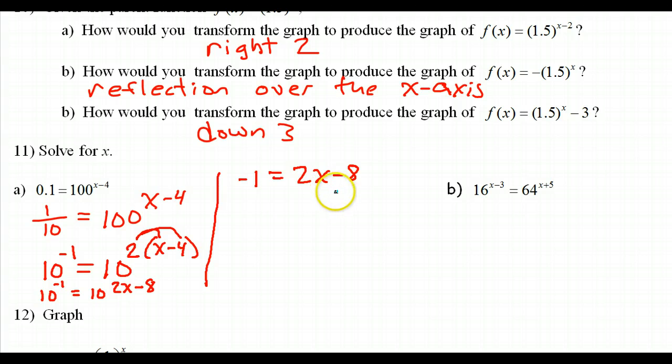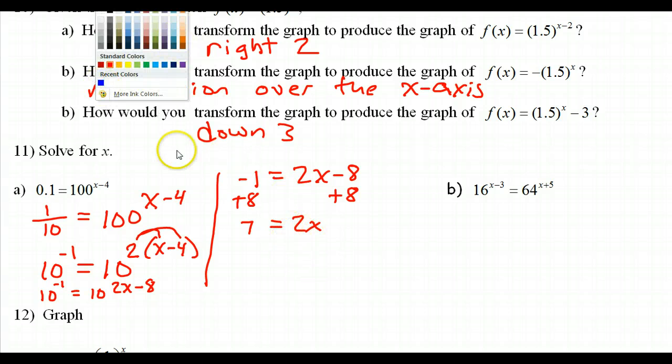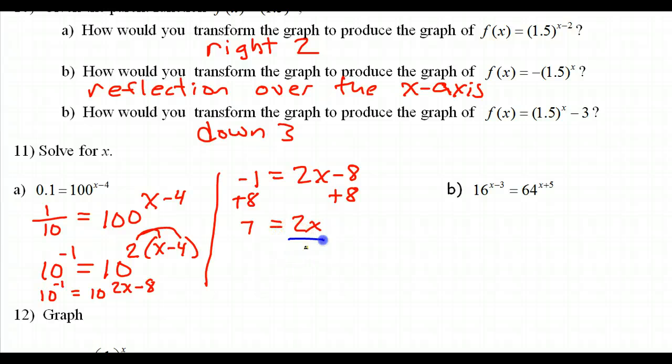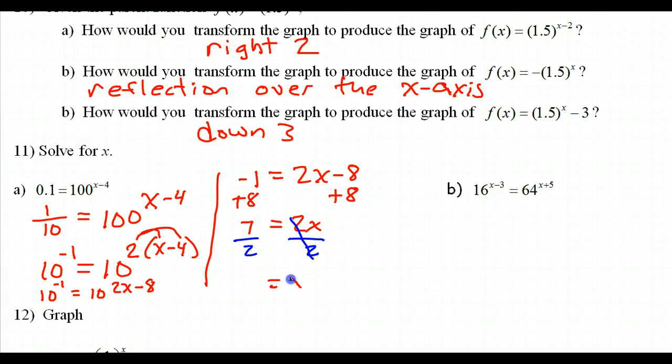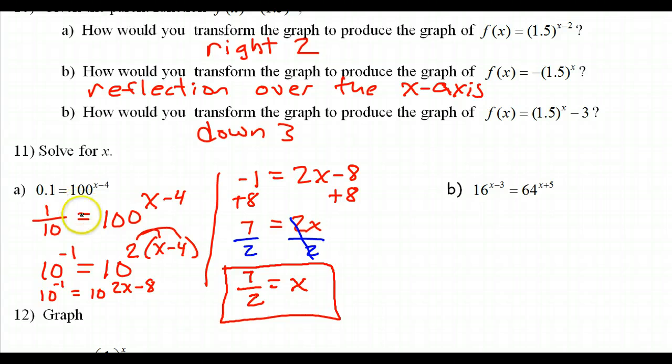Then we can add 8 to both sides. That's going to give me 2x is equal to 7. The last step is just to divide both sides by 2. Dividing by 2, these cancel out. So your final answer is x equals 7 over 2. Just leave it as a fraction. So that's number 11A.